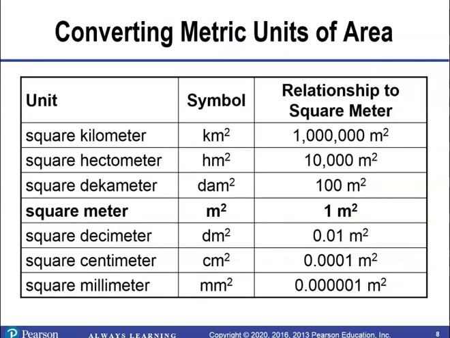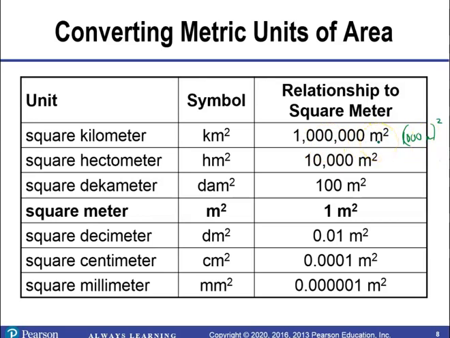Okay, so what about conversion? When we're changing metric units to area, how do we do this? They tell us that a square kilometer is 1 million meters squared. Why? Because remember, a kilometer is 1,000 meters, and if you square that, 1,000 times 1,000 is a million. That's the way that works.